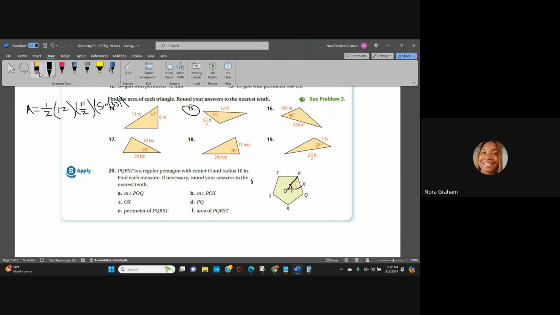OQ. No, my apologies. They want us to find POQ. So they want us to find that whole angle. Remember, to find that whole angle is just 360 divided by the number of sides we have. This is a pentagon, so divided by 5. Right? So that answer is just going to be 72 degrees.